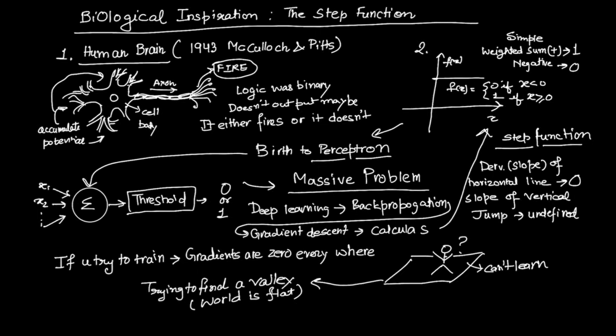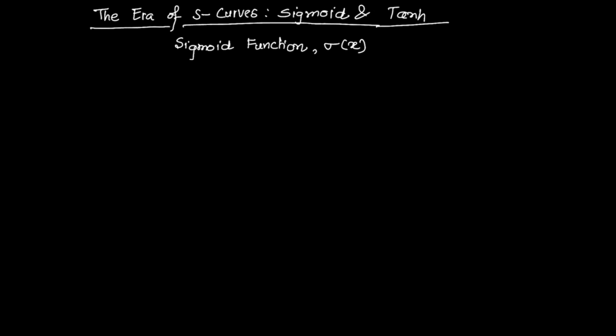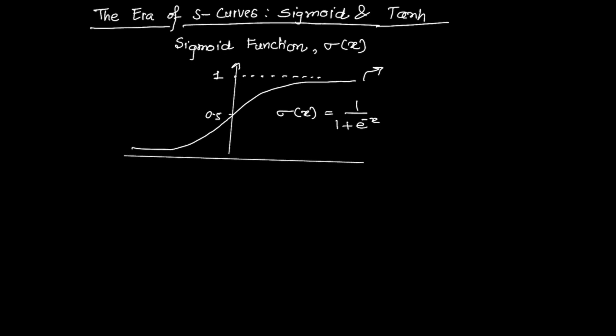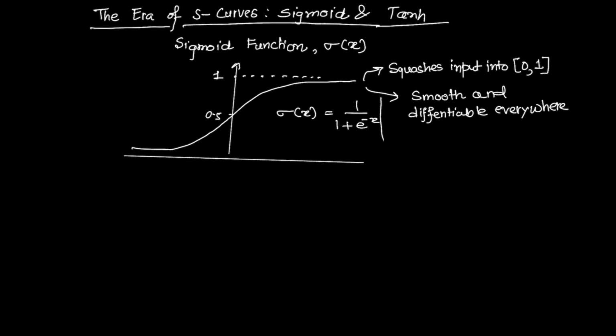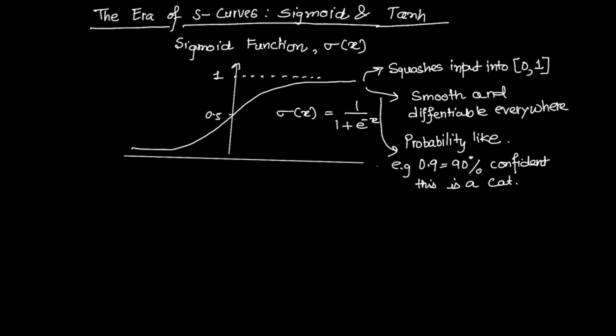We needed something smoother. We needed curves. Enter the sigmoid function. This was the king of activation functions for decades. Look at its shape. It's beautiful, isn't it? It takes any real number from negative infinity to positive infinity and squashes it into a range between 0 and 1. This solves our derivative problem. The curve is smooth. It's differentiable everywhere. We could finally use calculus to update our weights. But more importantly, it gave us a probability-like interpretation. An output of 0.9 could mean 90% confident this is a cat. This is why sigmoid is still used today, specifically at the final layer in binary classification problems.